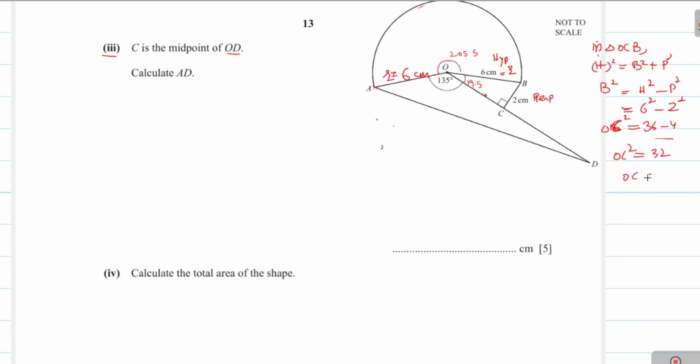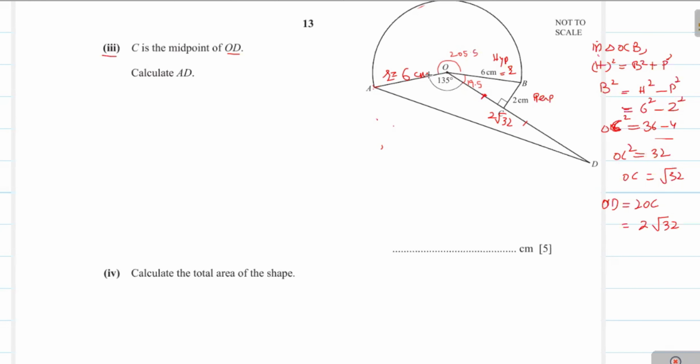Now OC will be equal to square root of 32. Now OD length will be equal to 2 times OC, because C is the midpoint. Therefore, these two lengths OC and CD are equal. Now we can write this length OD is 2 square root of 32. Now the length of OA will also be 6, because this is the radius.